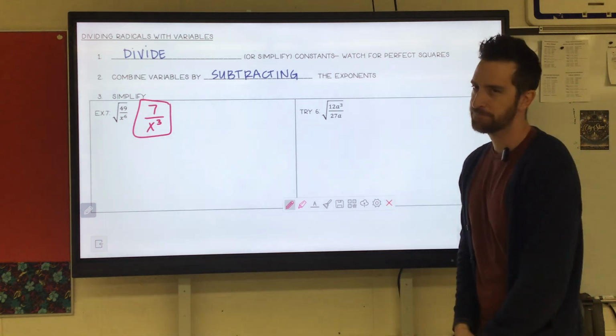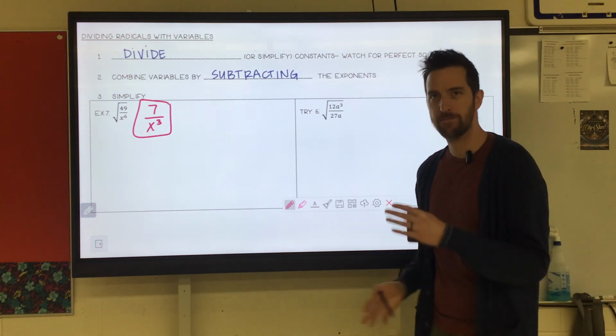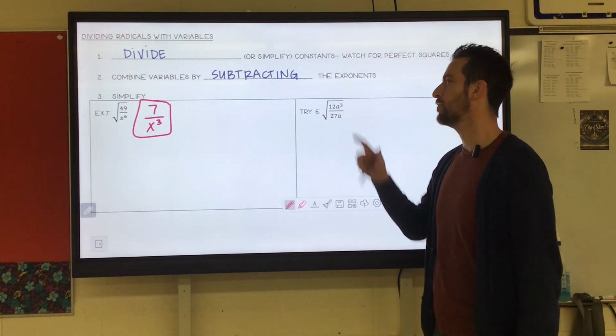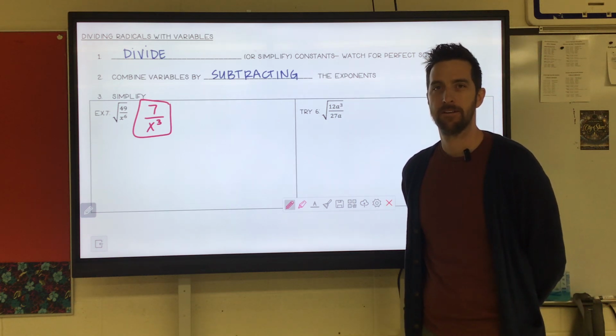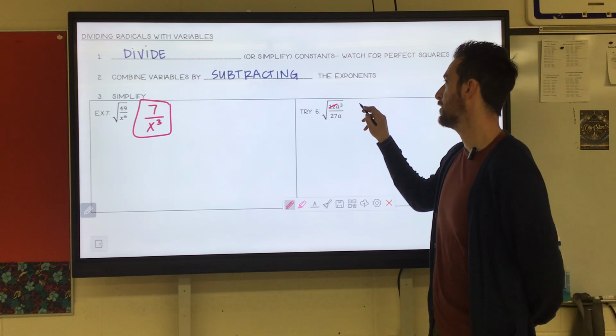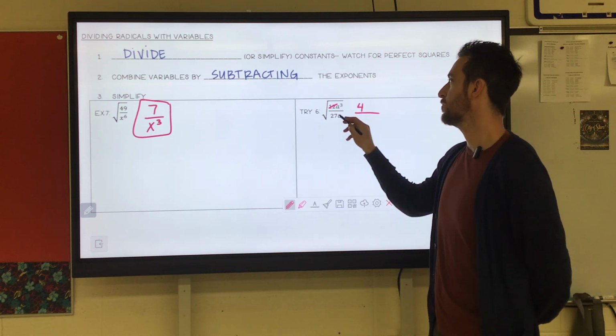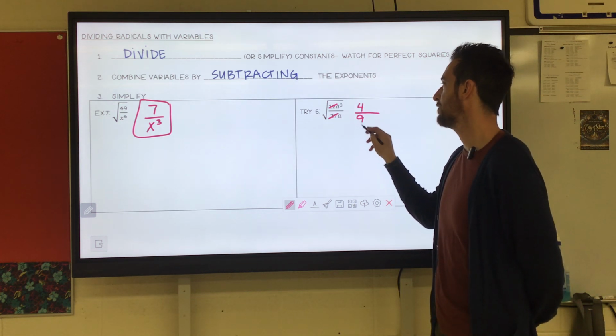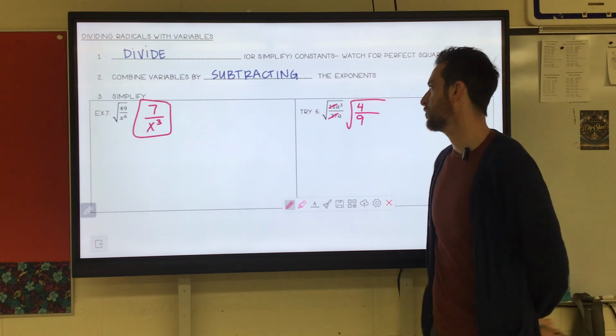But this one, a little trickier. Let's simplify what we can, though. What do 12 and 27 have in common? They're both divisible by 3. So if I did 12 divided by 3, it's 4. If I did 27 divided by 3, it's 9. And this is still all under a square root.